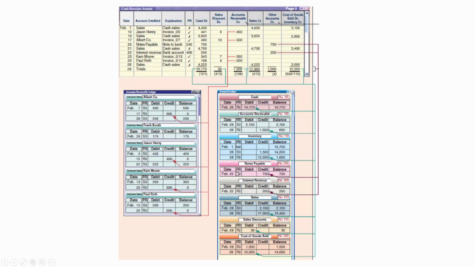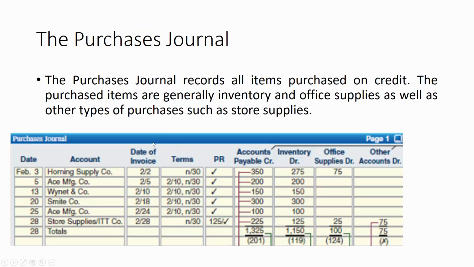I'm sorry, let me go back to that. Forgive me. Notes payable, it's on February 20th, not the end of the month. So it's in other accounts, so it's updated daily. Again, the same thing for interest revenue. It comes from other accounts, so it will be dated February 22nd. The rest of these totals will be dated February 28th because it's at the end of the month. Sorry, I misspoke.